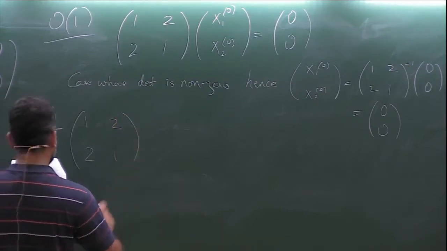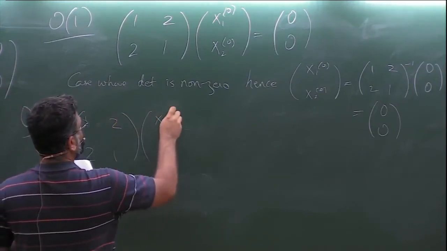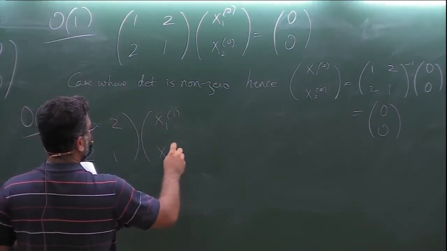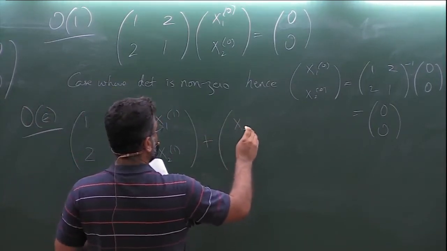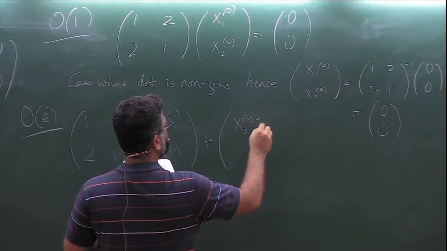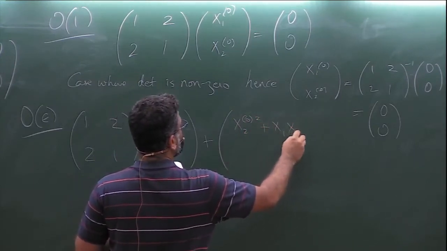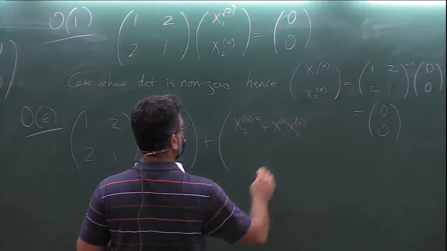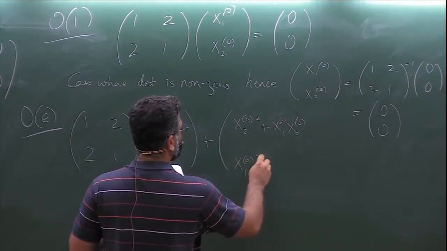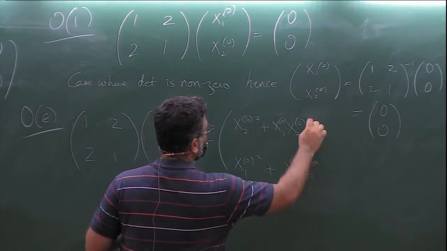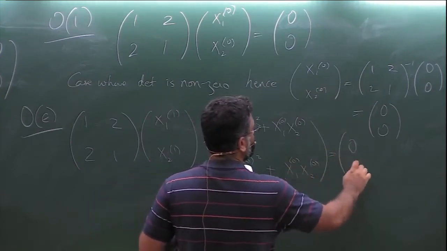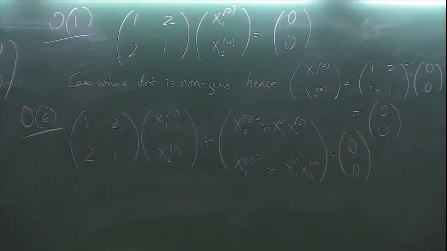One, two, two, one, x11, x21, plus x20 squared, x1, x2, 0, 0, x10 squared, x1, x2, 0, 0, 0, 0. So how do you get the order epsilon terms?